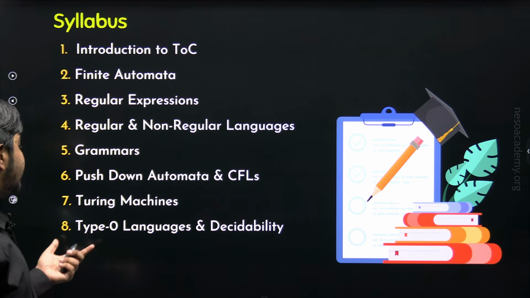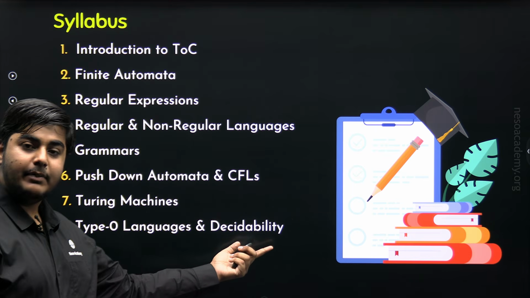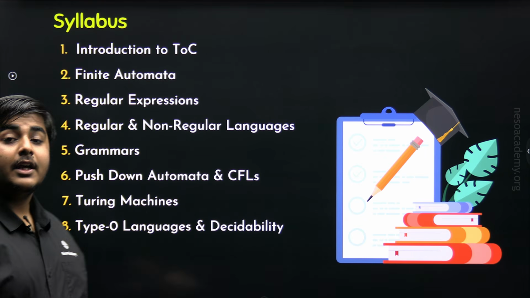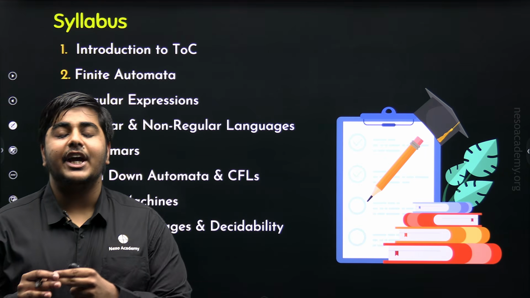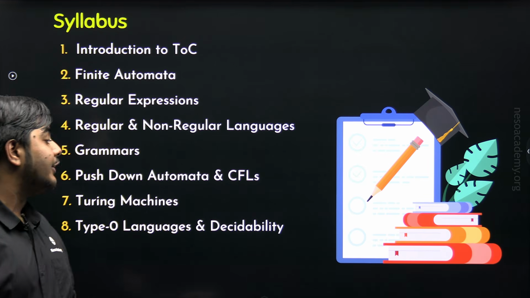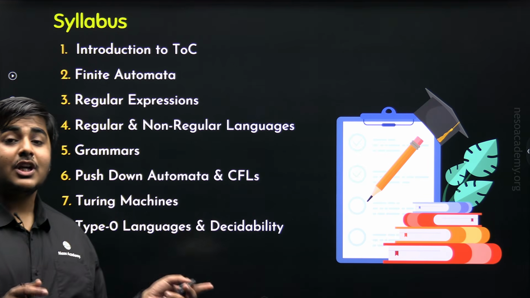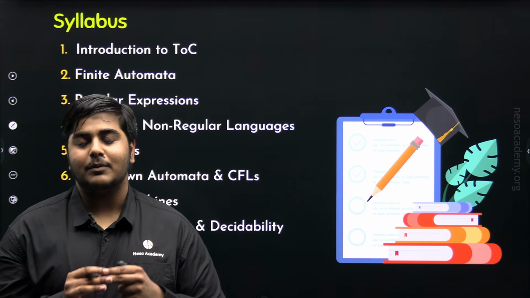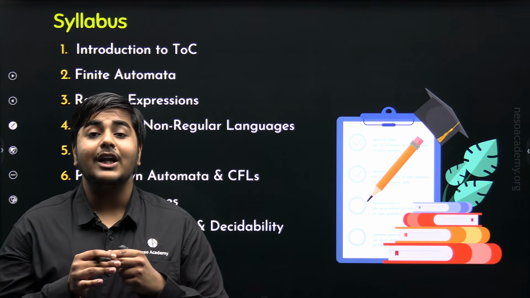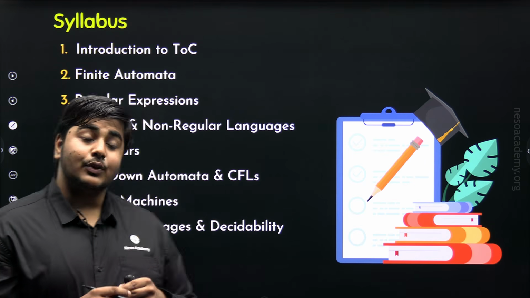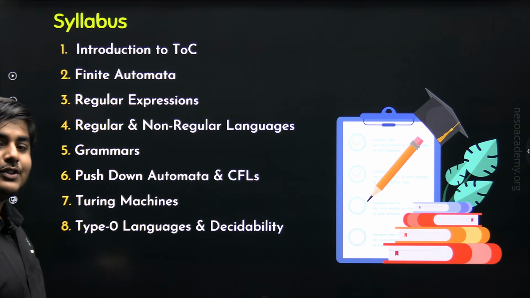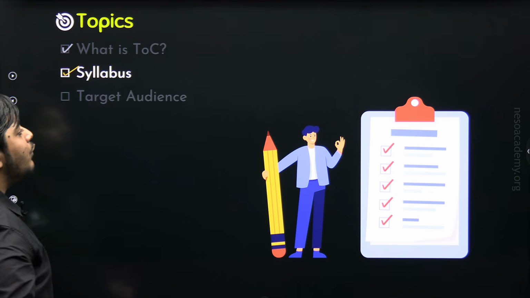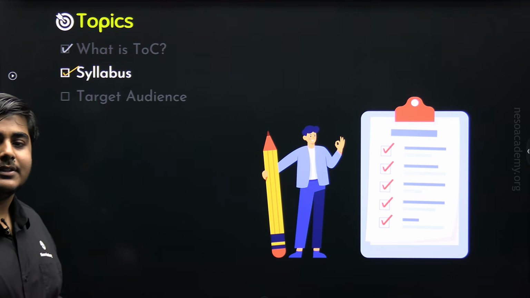The eighth chapter is Type 0 languages and decidability. We will see the class of languages accepted by Turing machines, recursive language and recursively enumerable language. We will also see the topic decidability, in which we will try to find out the answer for the question, what problems are solvable by computers and what problems are not solvable by computers. So these are all the 8 chapters of this course. In this way, we have seen the syllabus.